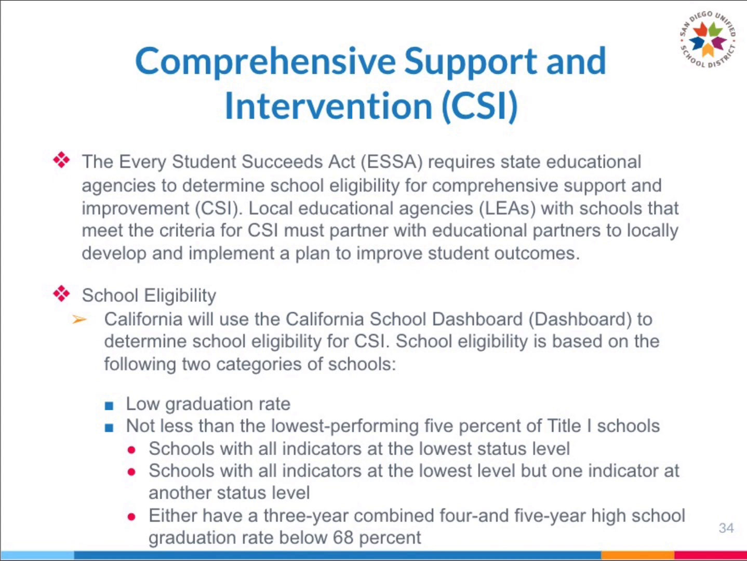In order to be eligible to be a CSI school, California uses the California School Dashboard to determine school eligibility. School eligibility is based on the following two categories of schools: low graduation rate, or not less than the lowest performing 5% of Title I schools. That includes schools with all red indicators, schools with all red but one indicator of another color, schools with all red and orange indicators, or schools with 5 or more indicators where the majority are red.